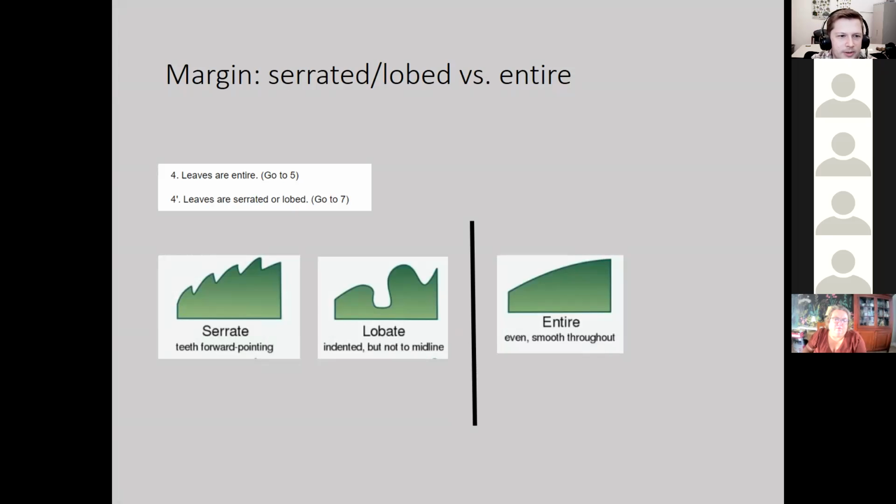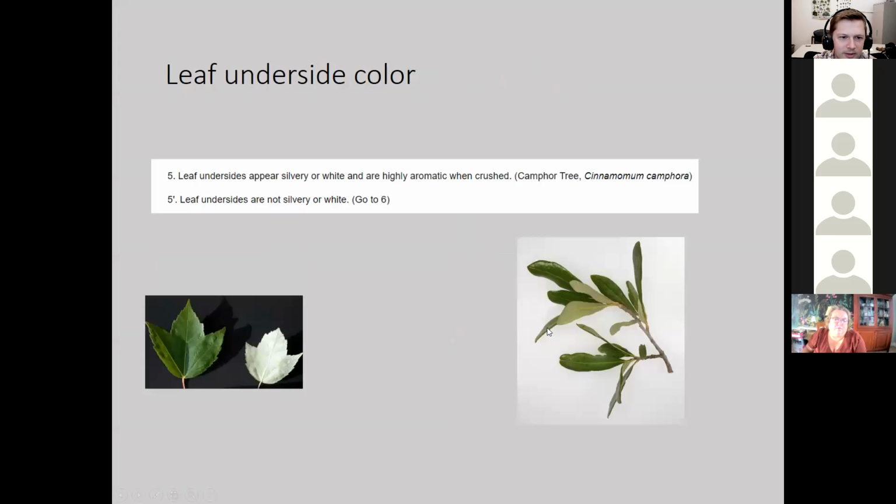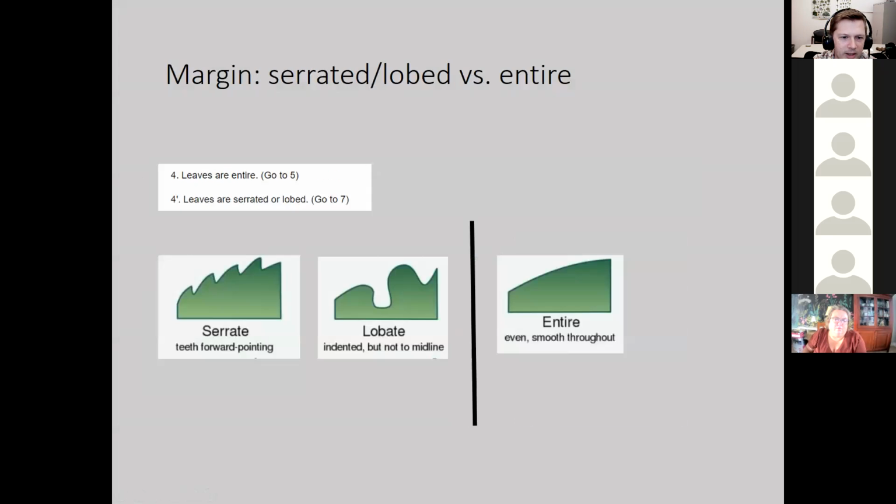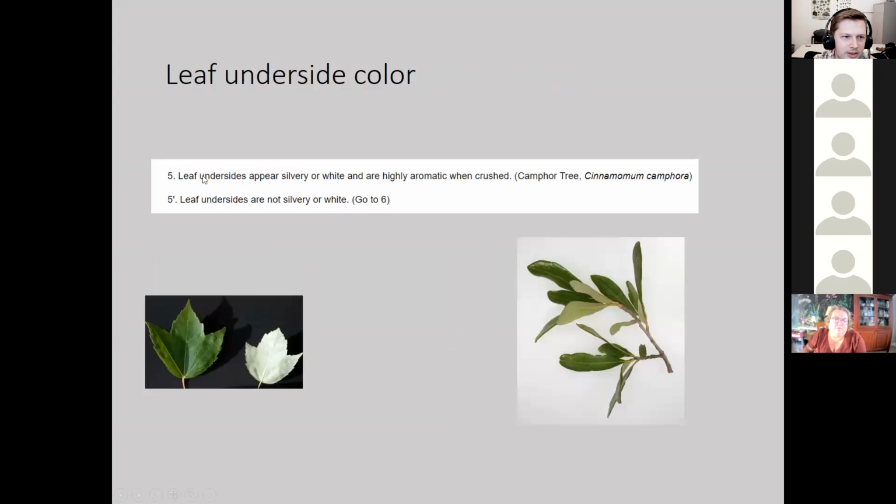Okay, so now we're going to step 4. Leaves are entire, or the leaves are serrated or lobed. Here are your serrated and lobed margins versus your entire margin. So let's see what we got next. I think we're going to go with entire, and then it says go to step 5.